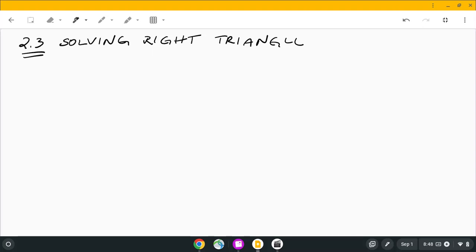Okay, this is acting kind of strange. Okay, solving right triangles. So like I said, we are going to be covering significant digits. Maybe you learned about this in your science class.